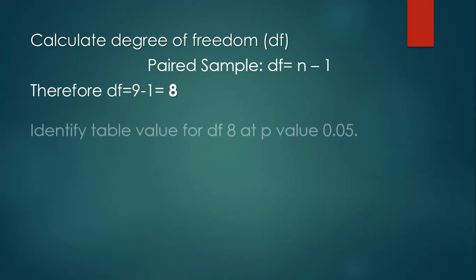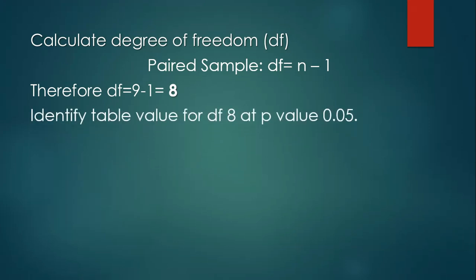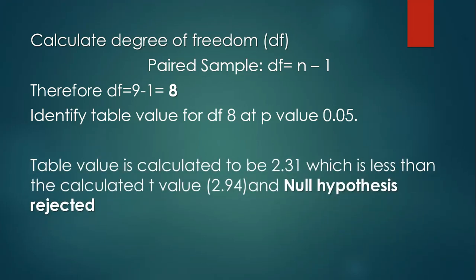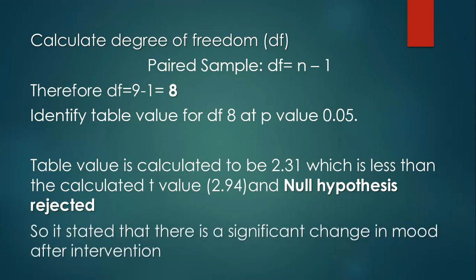Then we have to identify the table value of 8 DF at p value 0.05. The table value is 2.31, which is less than the calculated t value, and the null hypothesis is rejected. So it states that there is a significant change in mood after intervention.